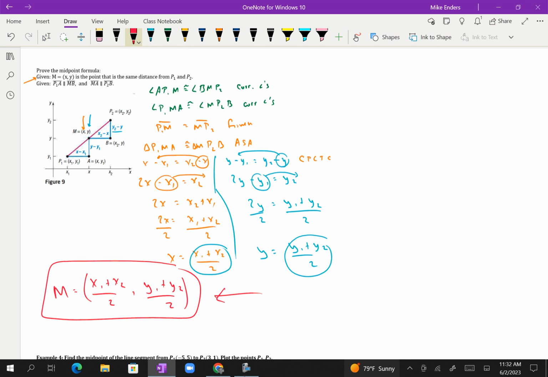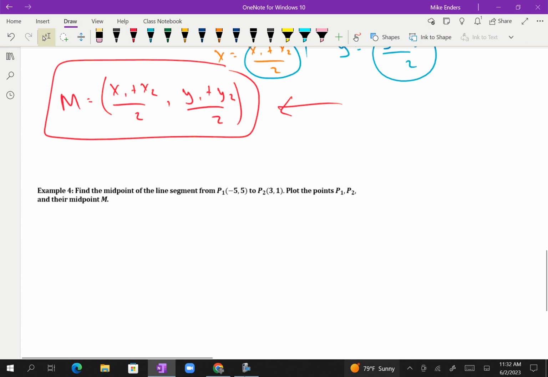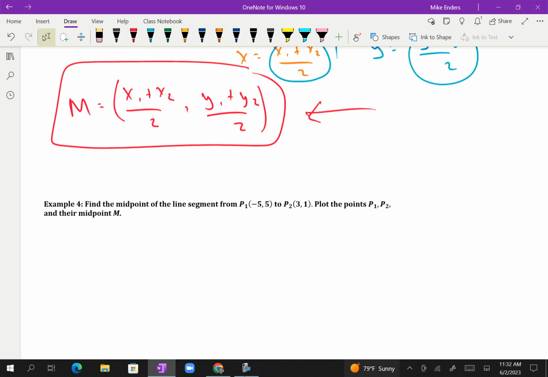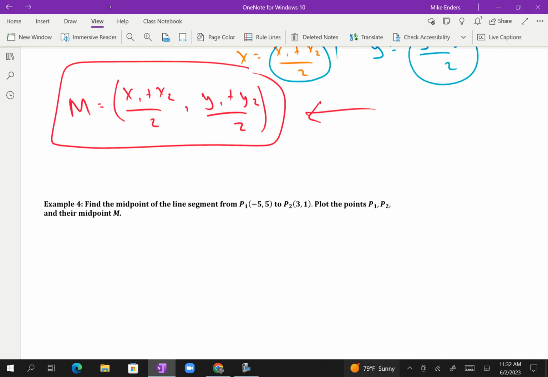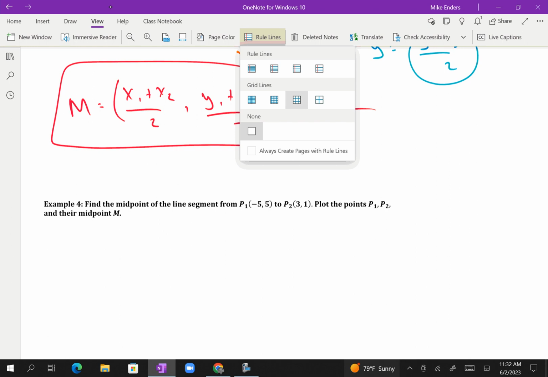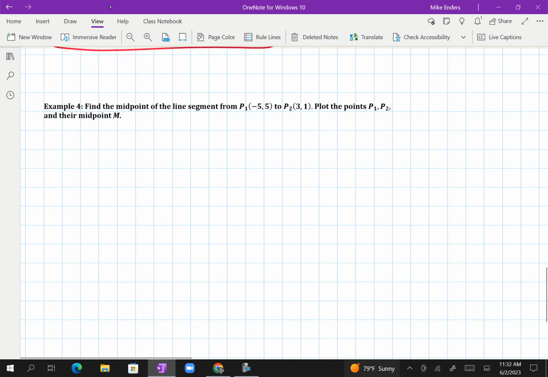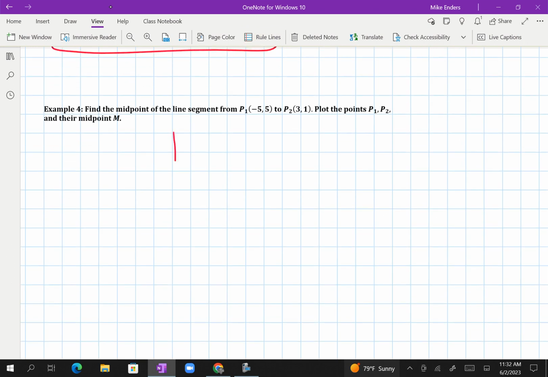Okay. So let's go ahead and use that to find the midpoint between two items. Let's find the midpoint between point 1 and point 2, if point 1 is negative 5, 5, and point 2 is 3, 1. So as we take a look at those, I'm going to go ahead and graph those. Let me get some grid lines up here. It lets my graph be a little bit better than what I would normally do just on my own.